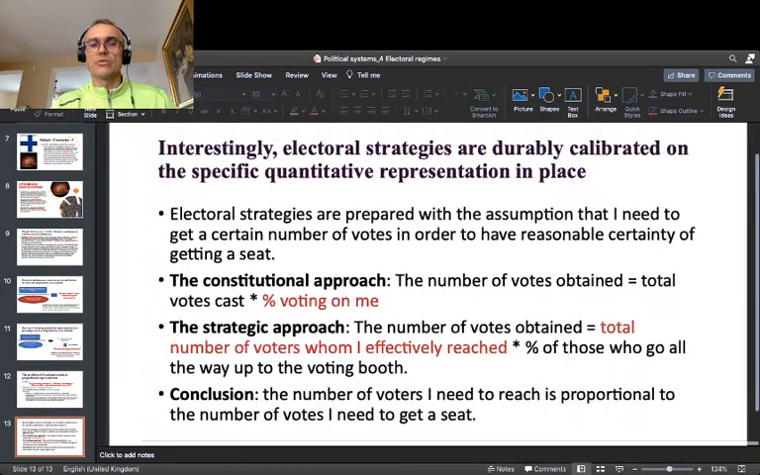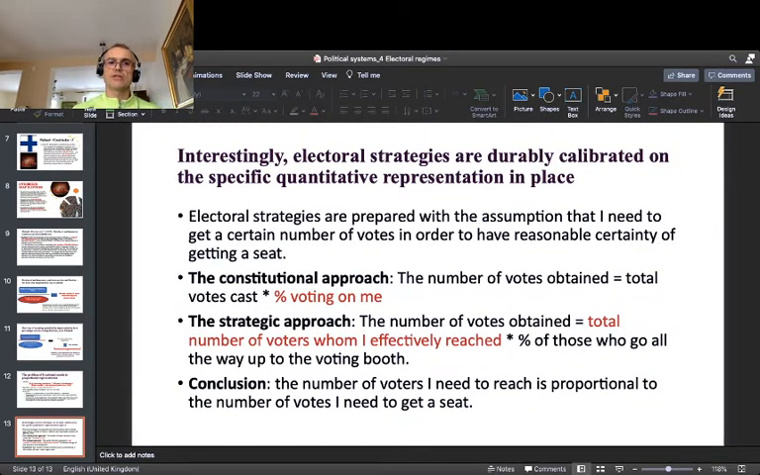And finally, the last remark: why we have that principle of quantitative representation. It is interesting, but as you observe the strategies of political parties and generally electoral strategies by many candidates, those strategies are prepared with the assumption that one needs to get a certain number of votes in order to have reasonable certainty of getting a seat in the parliament. For example, if I know my political system enough to know that I need at least 20,000 votes in order to be relatively certain that I've got a seat. Remember, when you observe electoral results, first of all, you have the number of votes you have, and only then those votes are recalculated into percentages, in a second phase.